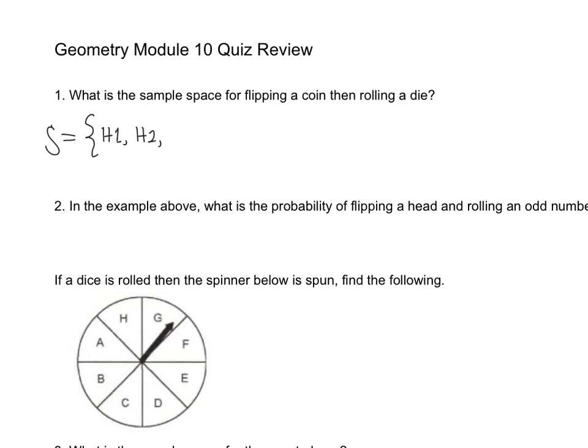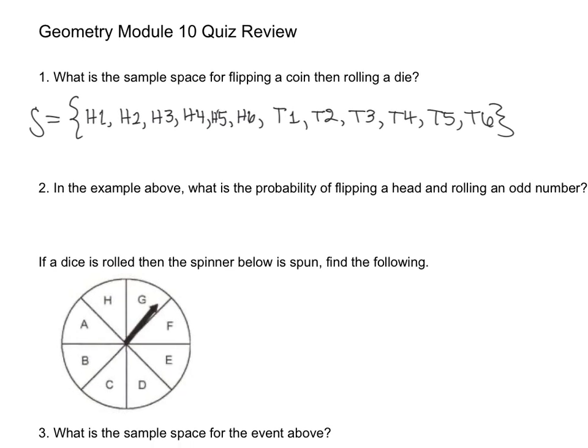So then we can have heads 2, H3, H4, H5, H6. Then I have to do the same thing for working my way through tails and all of the outcomes on the die. So tails 1, tails 2, tails 3, tails 4, tails 5, tails 6. So those are all of the possible outcomes if we flip a coin and then roll a die.